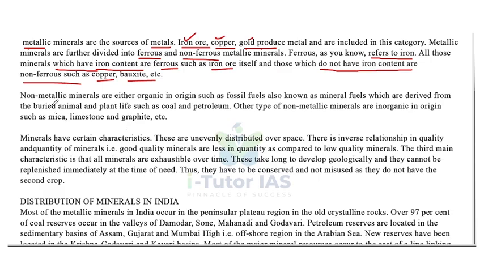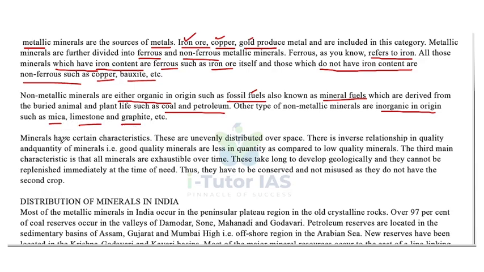Next one is non-metallic minerals. They are either organic in origin, such as fossil fuels, also known as mineral fuels, which are derived from the buried animals and plant life, such as coal and petroleum. The other type of non-metallic minerals are inorganic in origin, such as mica, limestone and graphite.